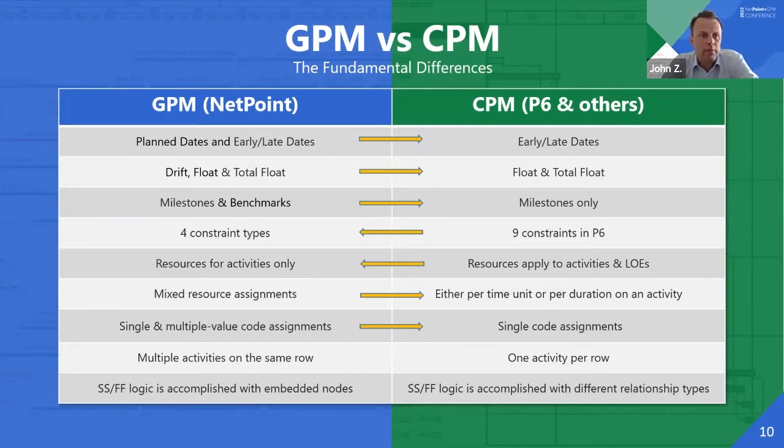And then lastly is a little bit how logic is treated. So I'll call it overlapping logic. Start to start, finish to finish obviously are available in both, but NetPoint deals with it in a different way. There's no such thing as a different link type. You accomplish this with embedded nodes. Clearly in P6, it's a different relationship type. The other minor difference, because I'm not a fan of negative lags anyway, is that NetPoint does not support those, whereas P6 does.